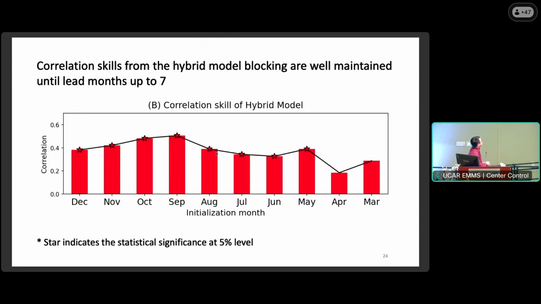And then we found that the correlation skill of the hybrid model is well maintained until lead month 7. This is due to more skillful prediction of ENSO up to a year and some skillful prediction of upstream precipitation to several months in this seasonal forecast. So with these results, we suggest that some prediction skills of North Pacific blocking frequency are possible beyond the 1 month lead.